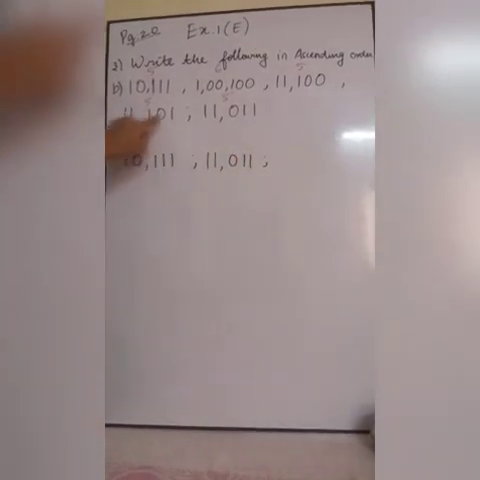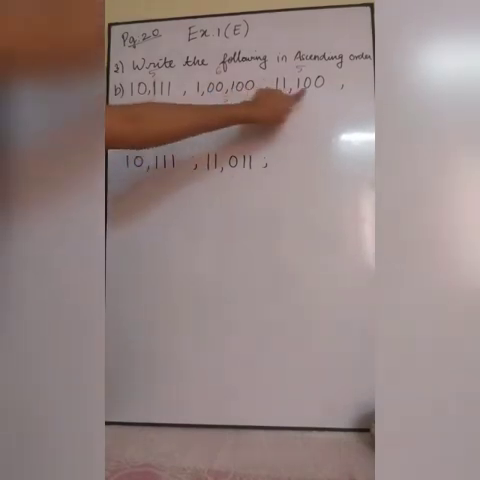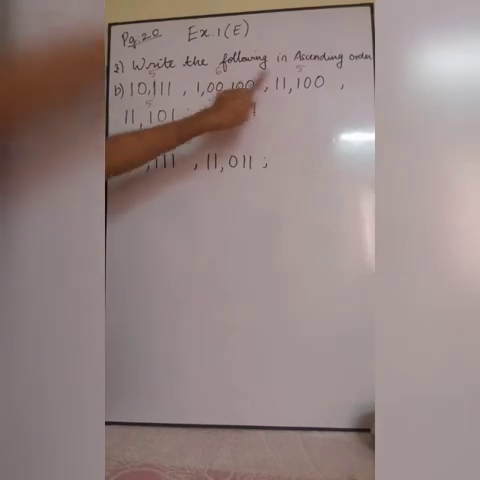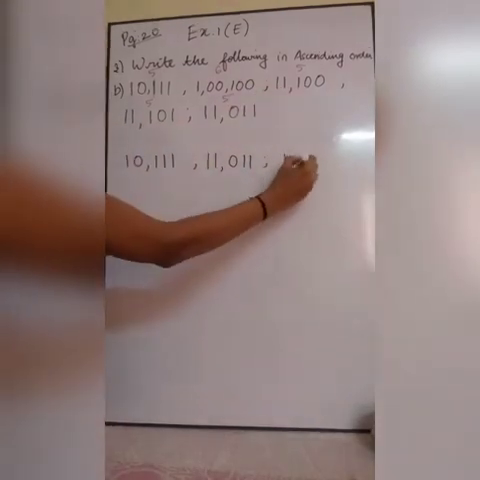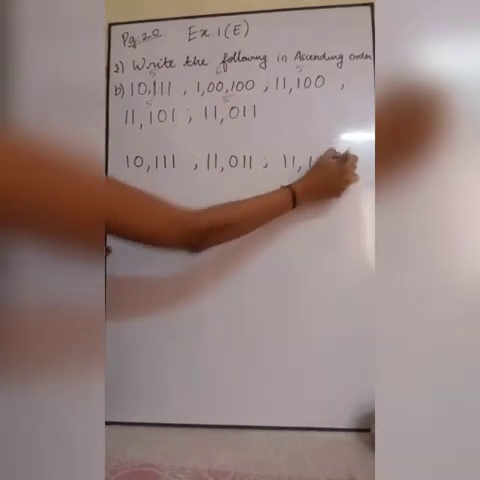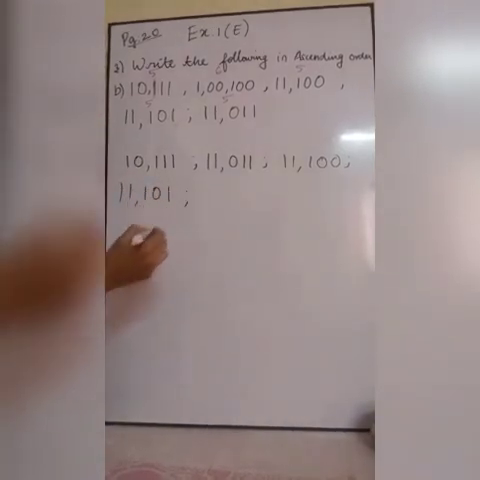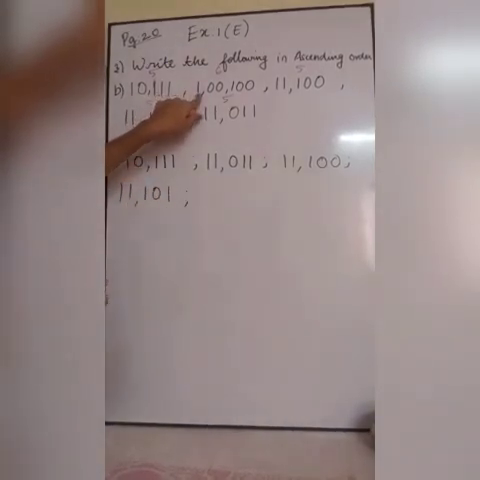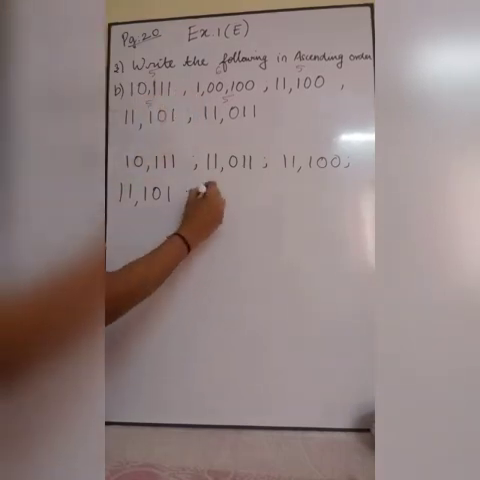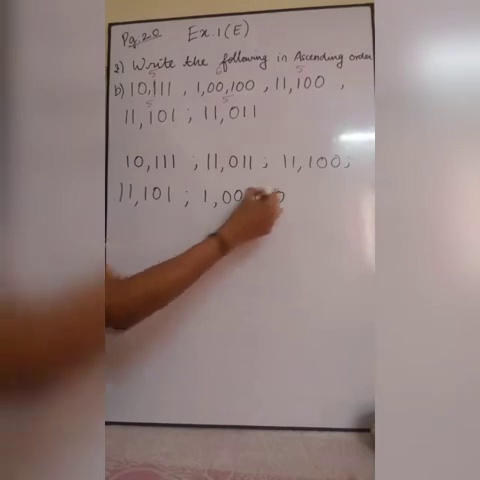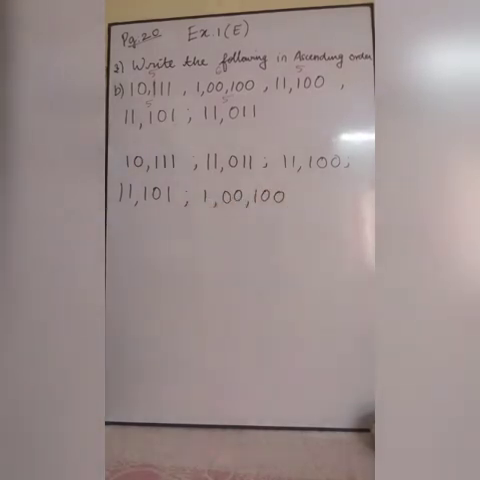After that you should compare between these two. 0, 0, same. 0, 1. So which is smaller? 0. So 11,100. Next 11,101. Next, after these 5 digit numbers, what is there? A 6 digit number is there. So 1,100,000. 1,100,000 is the last, which is the biggest value.